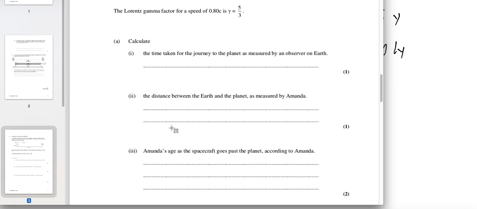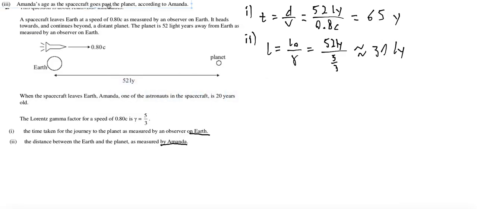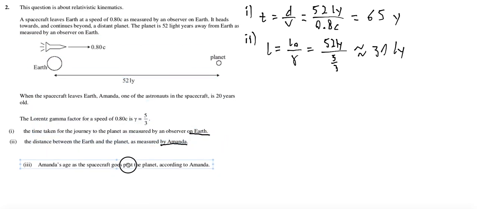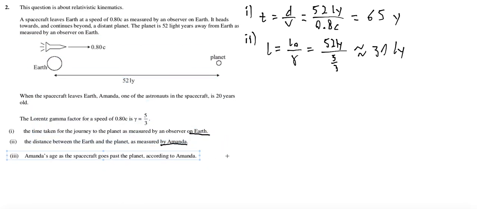Exercise number 3. Amanda's age as the spacecraft goes past the planet according to Amanda. So now we know that Amanda is 20 years old, but first of all we have to find the time needed to travel from Earth to the planet by Amanda.